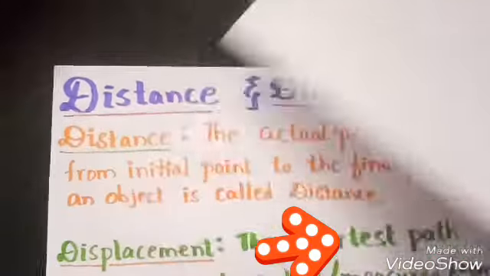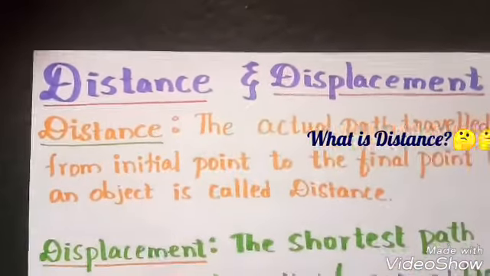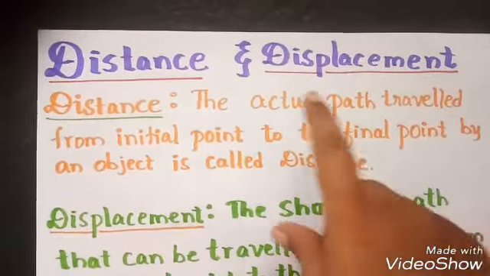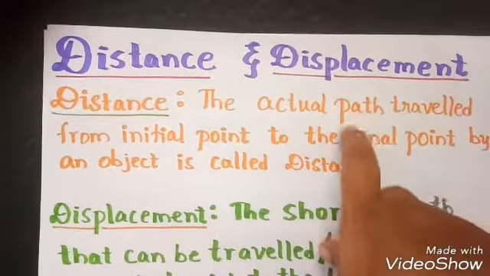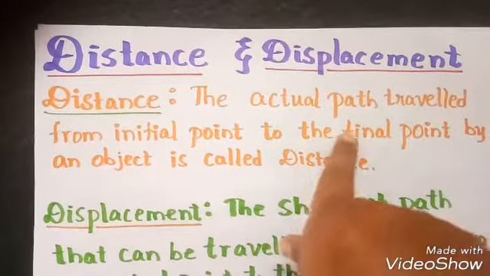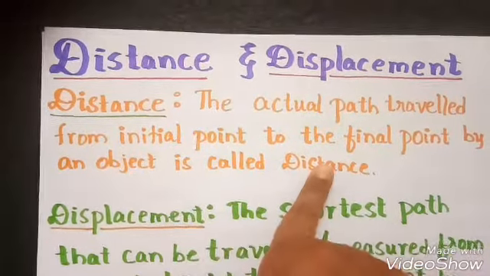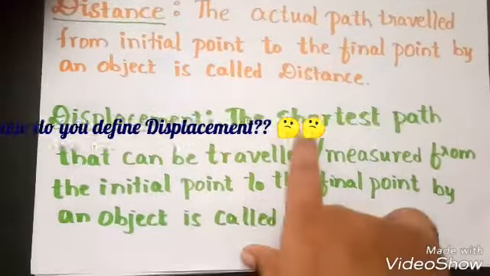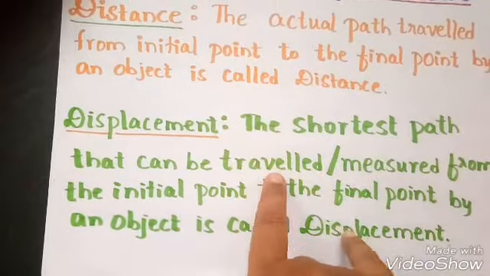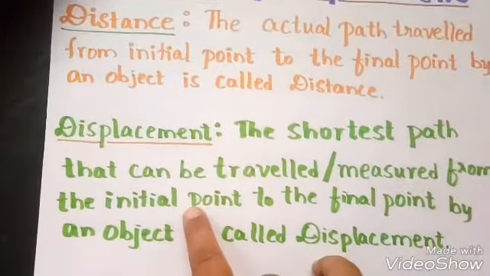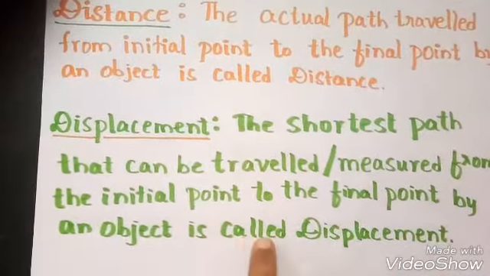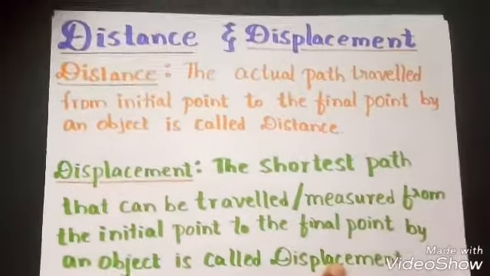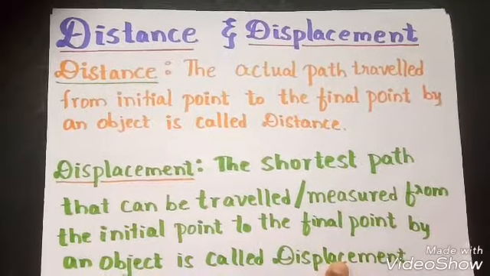What is distance? Distance is the actual path traveled from the initial point to the final point by an object. And how do we define displacement? Displacement is the shortest path that can be traveled or measured from the initial point to the final point by an object. So these are the definitions we can learn about distance and displacement.